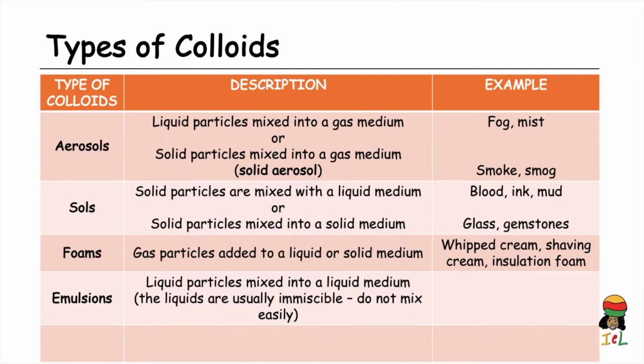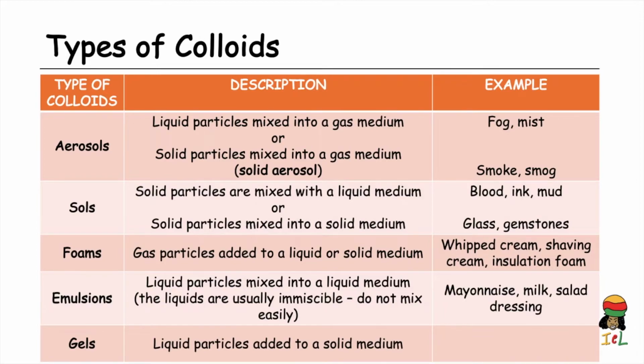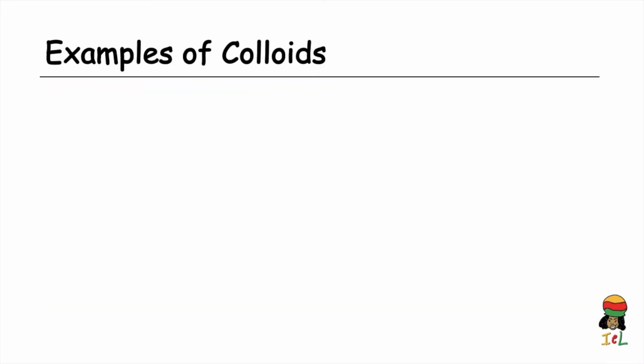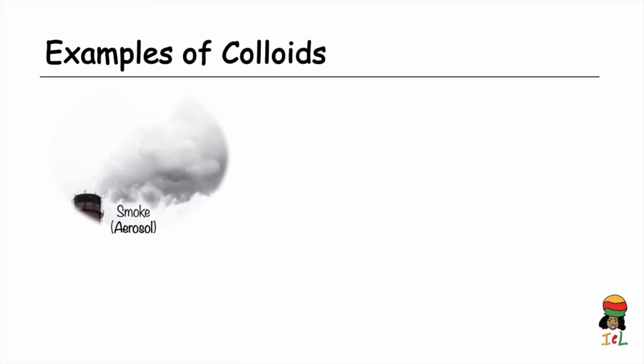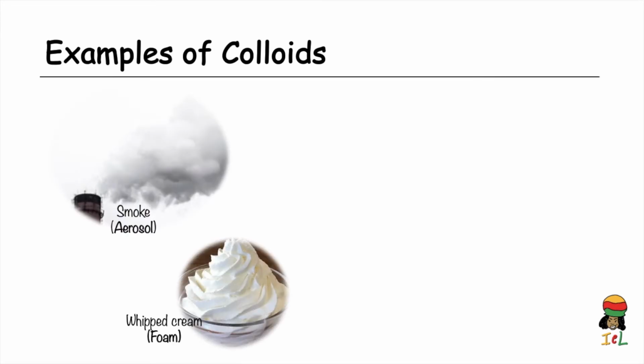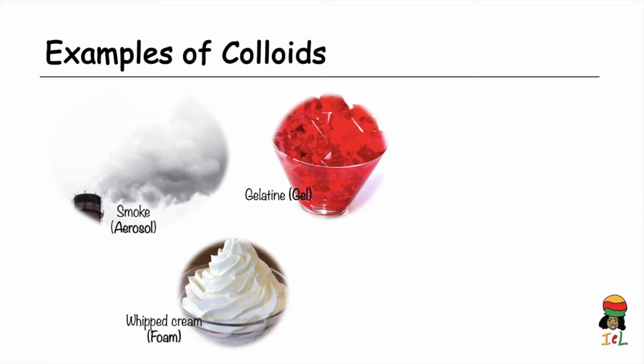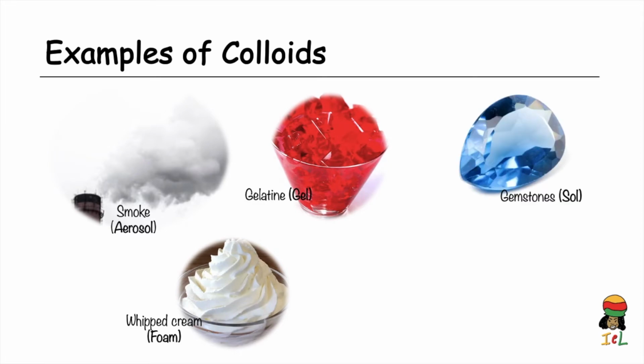These liquids usually do not mix and are called immiscible liquids, such as oil and water, mayonnaise, milk, and salad dressing. Gels are formed when liquid particles are added to a solid medium, example, toothpaste, jam, cheese, gelatin, and rubber. Let us take a look at some of the examples of colloids. First, we have smoke, which is an aerosol, whipped cream, which is a foam, gelatin or jello, which is a gel, gemstones, which are salts, milk, which is an emulsion.